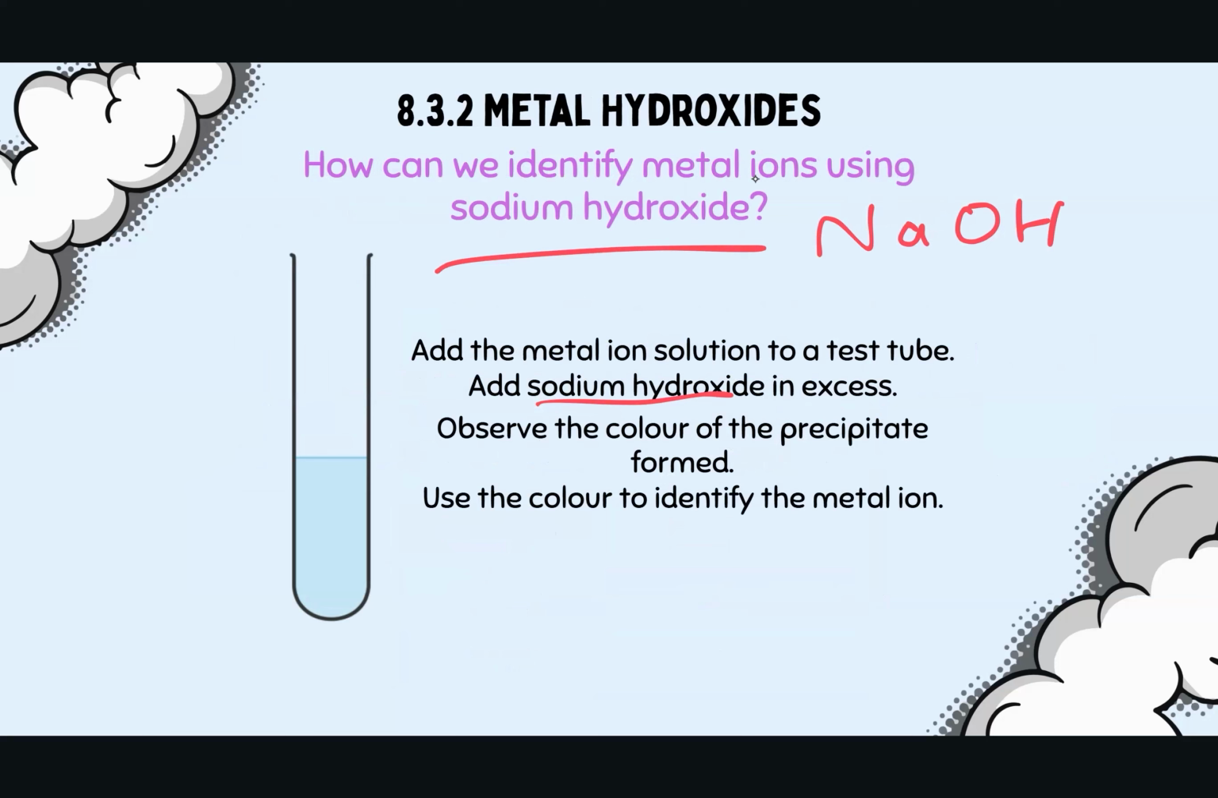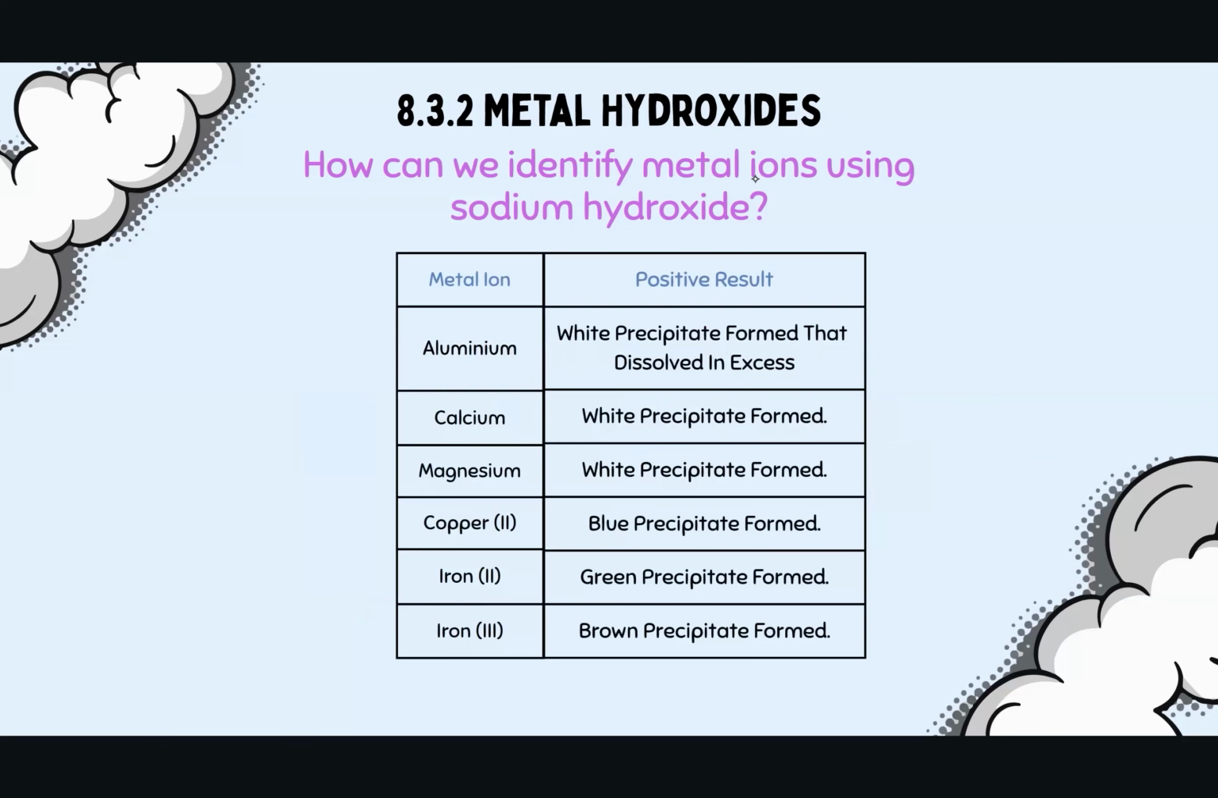Use the color to identify the metal ion. So aluminium makes a white precipitate, calcium makes a white precipitate, magnesium makes a white precipitate. That's not really very helpful, is it? You've got three that make a white precipitate, but you know it's aluminium because if you keep adding sodium hydroxide to it, eventually it dissolves completely.